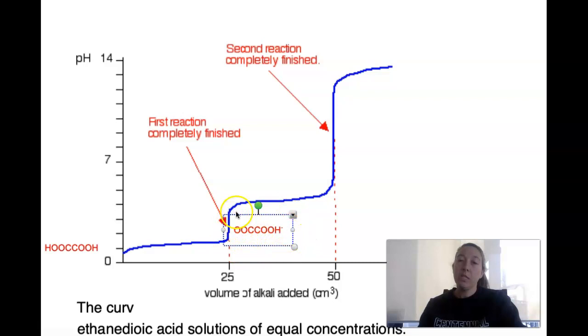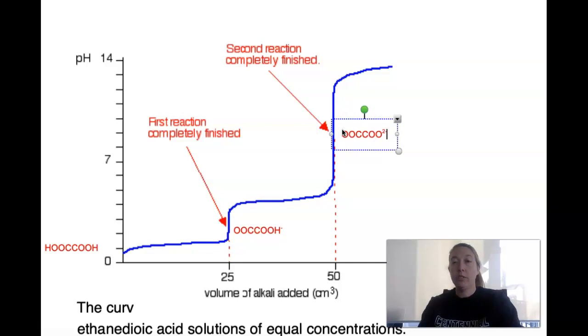Then as we continue to add base, we're then going to start to remove the second hydrogen ion. So as we're moving from this point to this point, we're now taking the second one off. By the time we reach the second equivalence point, we have now completely removed the second hydrogen. And we are left with that OOCCOO2 minus ion, okay? So different points of my curve, I have different species happening.